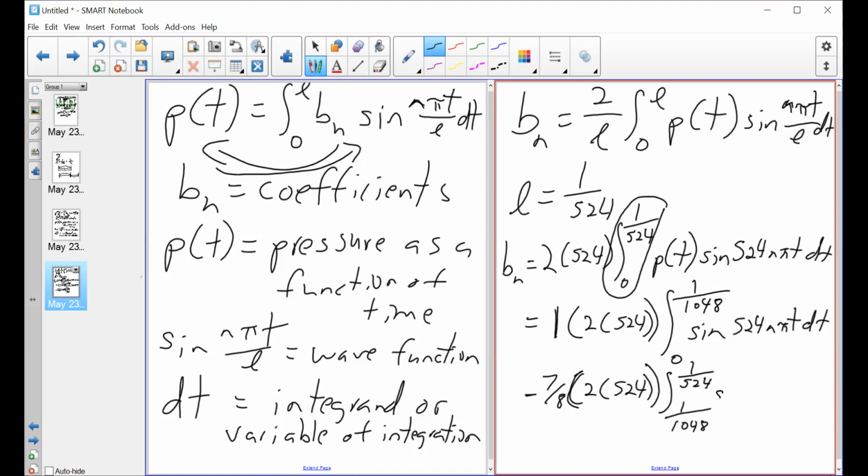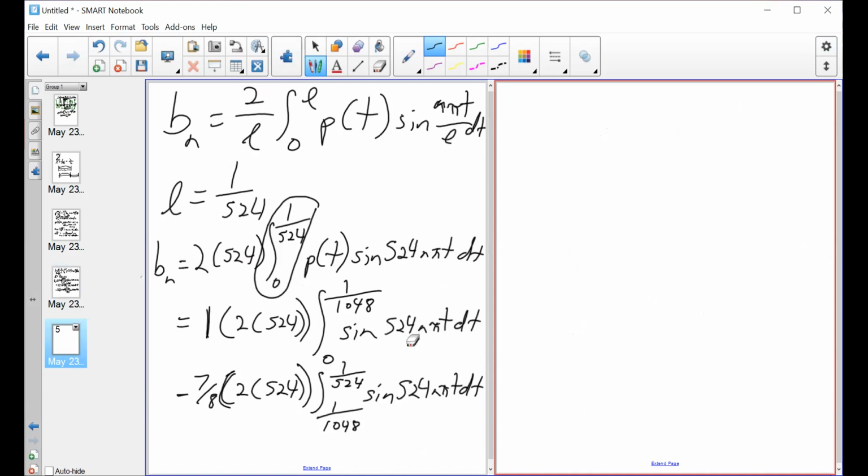So then put in the function once again, sine 524 n pi t dt. Same function, two different boundaries. So it's still the same pulse wave. That's why the function doesn't change. It's split up into two parts because we have a max and a min that cover the entire span of 1 over 5/24. That's the long and short of that. Okay, now we're getting ready to perform the very detailed algebra and integration.